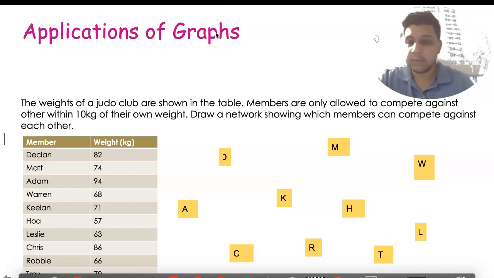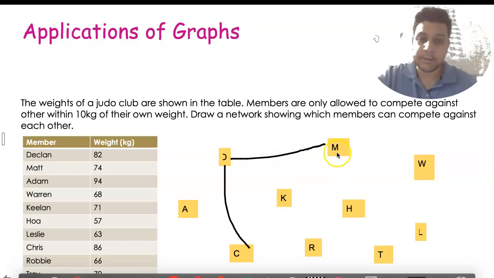So we'll start with Declan. So Declan is 82 kilos. So anyone within essentially 72 kilos and 92 kilos can compete against Declan. So that means I'll use a black line here. So Matt is able to compete against Declan. Okay, Adam is out of that weight range. He's too heavy. Warren is too light. Keelan is too light. Hoa is too light. Leslie is too light. Chris is within the weight range. Okay, and is Troy. Sorry, Robbie is too light, and so is Troy.